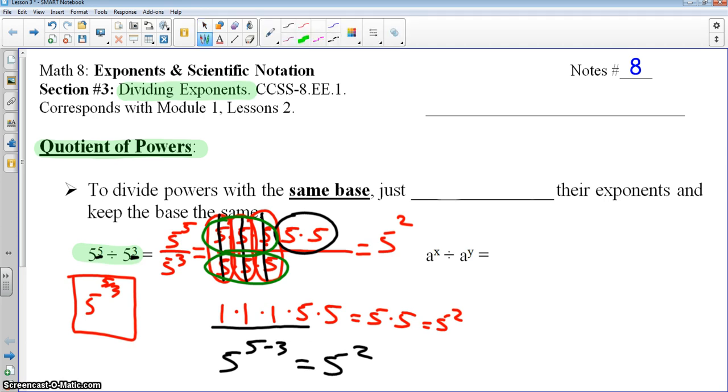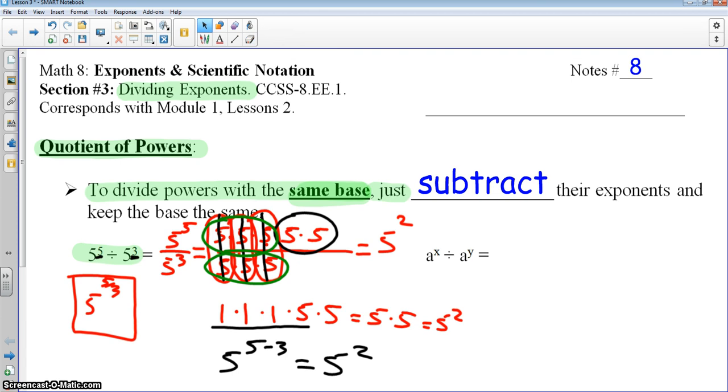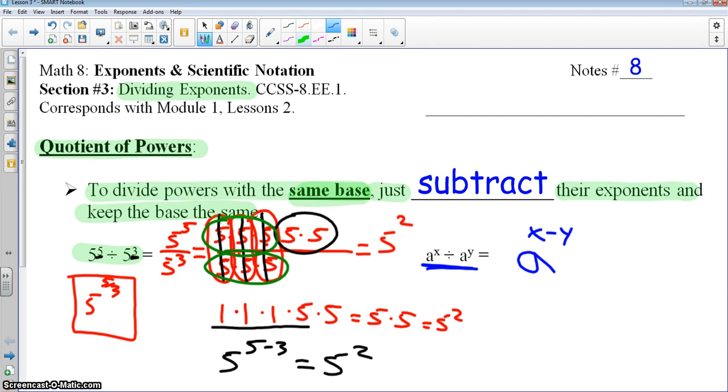Let's go back and look here. To divide powers with the same base, make sure we know it's the same base, just subtract their exponents. Subtract over and keep the base the same. Very important. Okay, so that's all you got to do is subtract exponents. So if we look over here, the bases are the same and we're dividing, so you would keep the base the same and subtract the exponent. This is just a formula saying whatever x is and whatever y is, you simply subtract those, always in the order of the first minus the second. So let's try some problems.